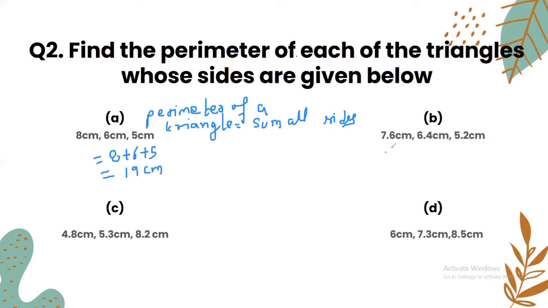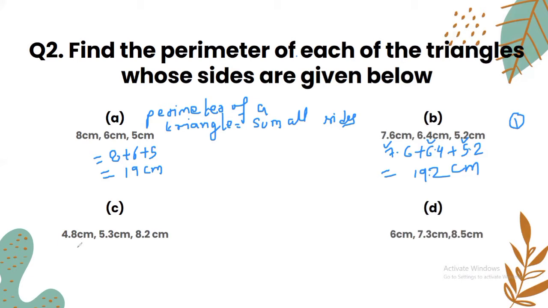Now this one, 7.6 plus 6.4 plus 5.2. So you need to add the decimals. So this is 6 decimal, 4 and 2. So 6, 4, 10, and 10, 2 will be 12, 1 carry, 7 plus 6 will be 13, 13 and 5 will be 18, 18 and 1 will be 19. So the answer will be 19.2 centimeter. So this is the B option.